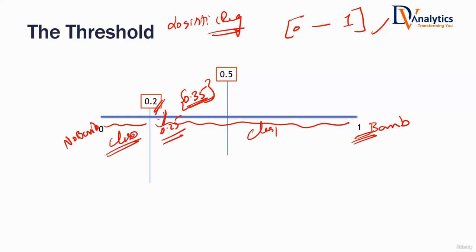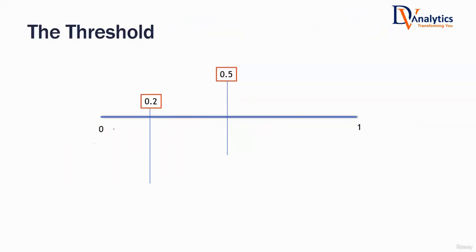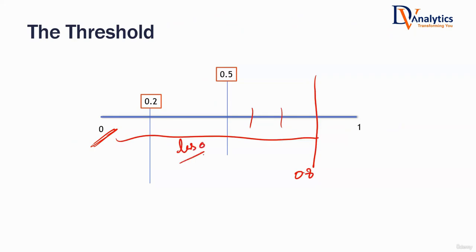What will be the effect of it? Unnecessarily, you will be calling a lot of cars without the bomb as bombed ones. But is that okay? Yes, because you are going to maximize the finding of the bombed car. That is why you can reduce the threshold. What if you want to do the opposite? What if class 0 is very important for you? In that case, where will you keep the threshold? Even if it is 0.6, 0.7, or even 0.8, you would call that class 0 only. Does that make sense?